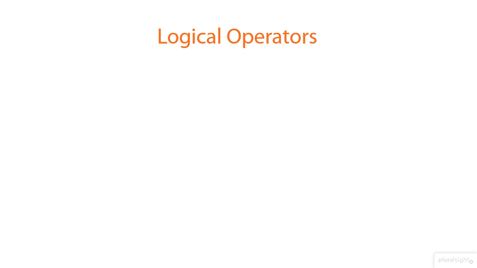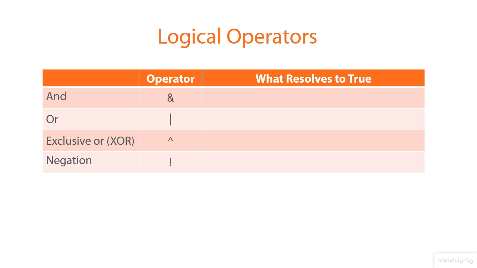Logical operators are useful for arriving at a true or false value by operating on other things that provide true or false values. They could be Boolean variables, but more commonly, logical operators are used to work on the results of other relational operations. Right? So there are basically four fundamental logical operators: and, or, exclusive or, and what we call negation.